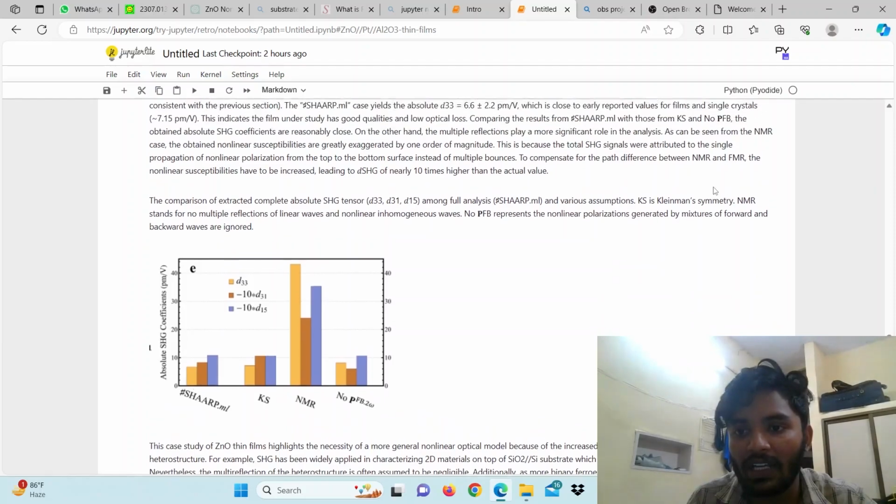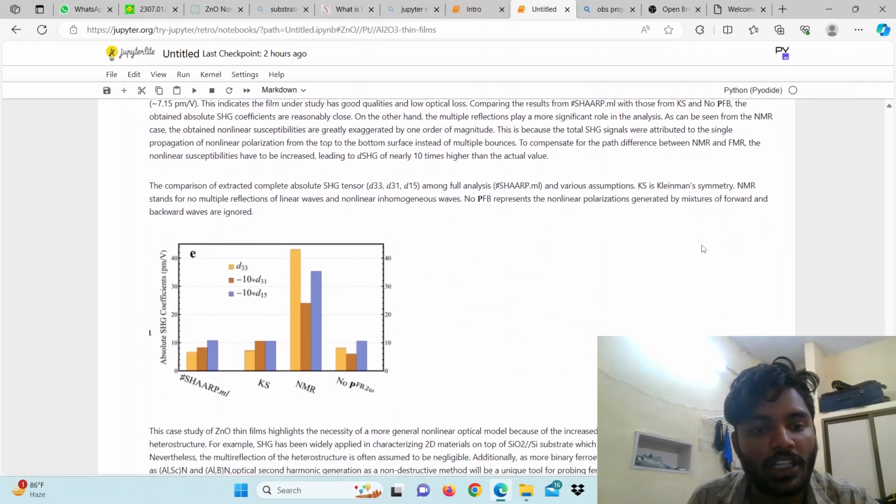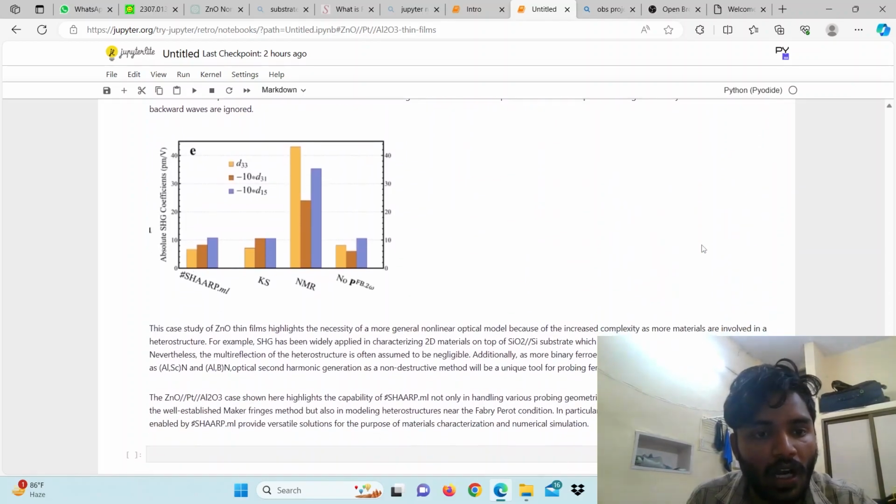Here KS means Kelvin symmetry, and NMR means no multiple reflection of the linear wave and the nonlinear inhomogeneous wave. And here FPV represents that nonlinear polarization generated by a mixture of both forward and backward waves is ignored. This case study of ZnO thin films highlights the necessity of a more general nonlinear optical model because of the increased complexity as more materials are involved in the heterostructure.